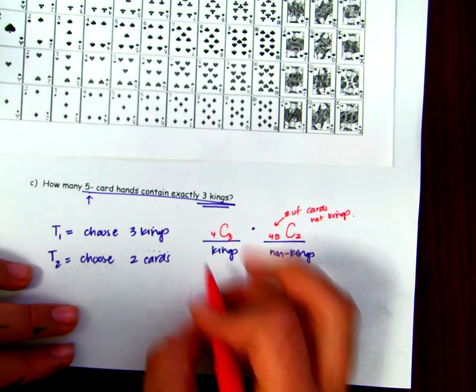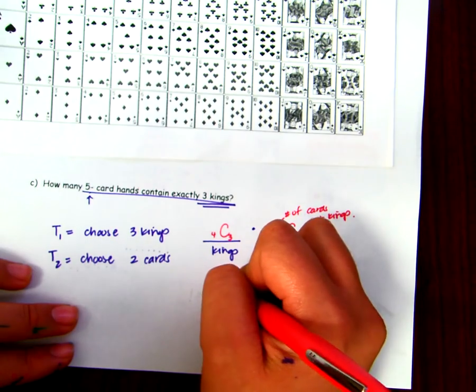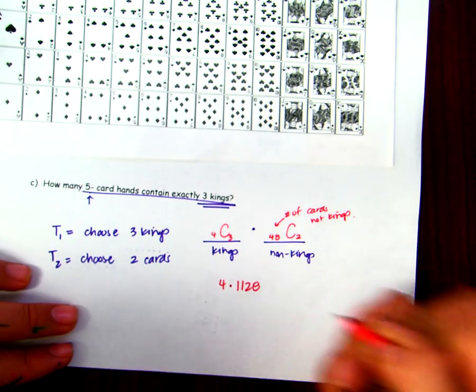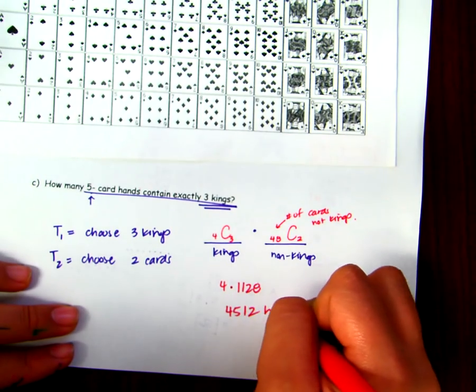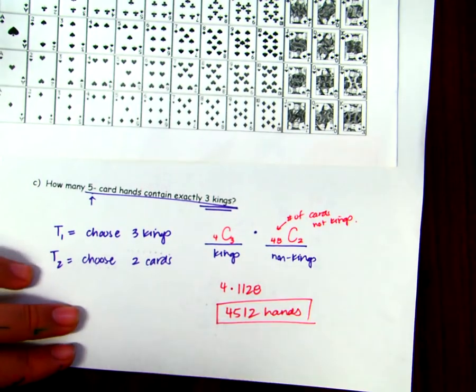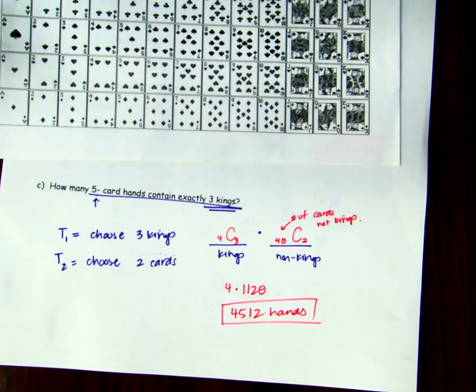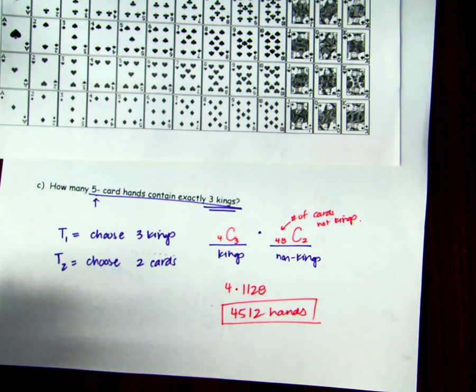Okay, so this ends up being 4 times 1,128, which is 4,512 hands. Alright, and that's it. Good luck. Make sure you go back and re-listen to everything if you need extra help.